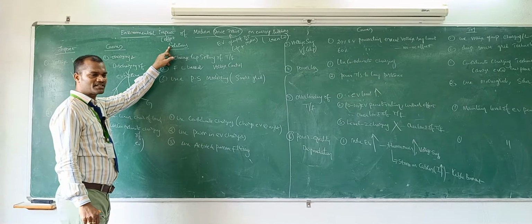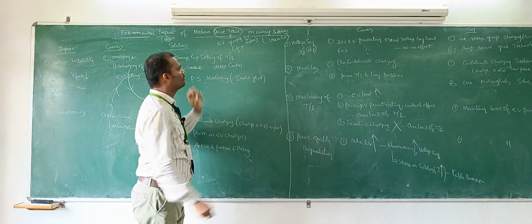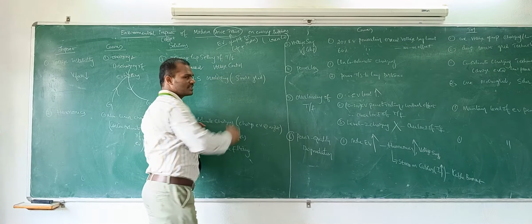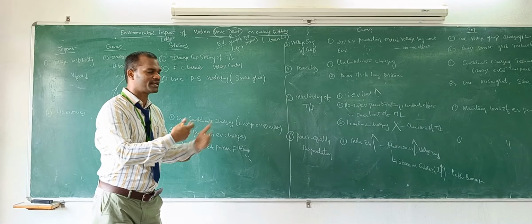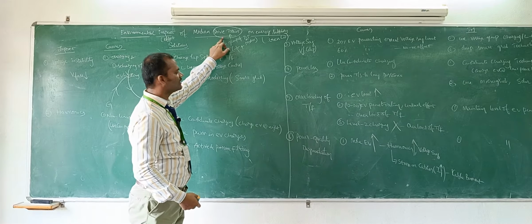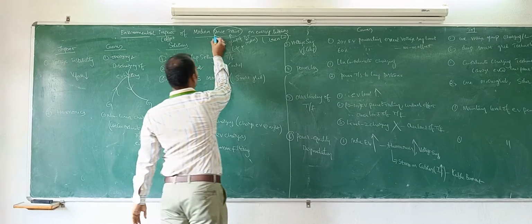So what are the effects created by modern drivetrain? What is meant by drivetrain? An electric vehicle is called a drivetrain. Why? Because the electric drivetrain will drive in the forward direction or backward direction. So those are called drivetrain. Technically, I'll give you clarity on what is meant by a drivetrain.